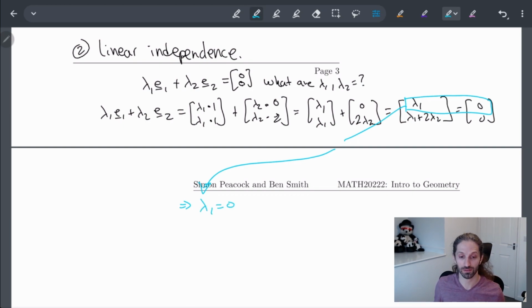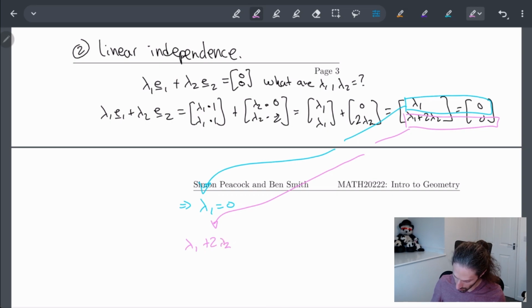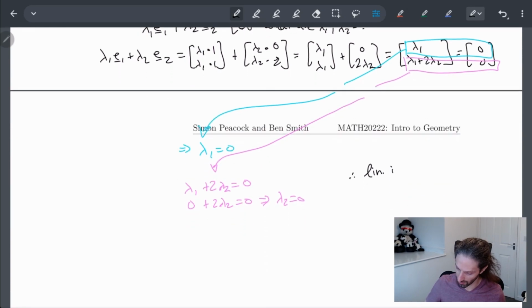They can't be different. And then the second line, so let's use a different color. The second line gives lambda 1 plus 2 lambda 2 is equal to 0. Lambda 1 we know is equal to 0, so 0 plus 2 lambda 2 is equal to 0, and therefore lambda 2 is equal to 0. So we have that they're linearly independent.